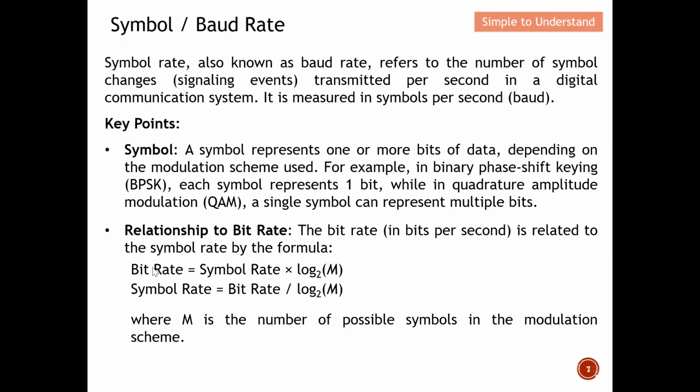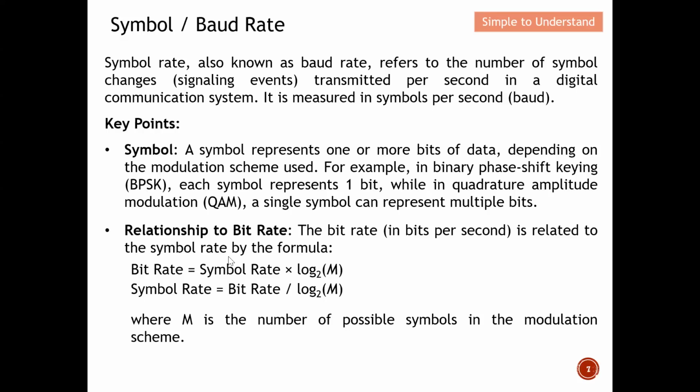For example, the bit rate will be equal to the symbol rate multiplied by log2 of M. But in short, you can take this as k. So k, for example, M equals 2 to the power of k. K is the number of bits. So you can represent this as k, which I will explain later on.